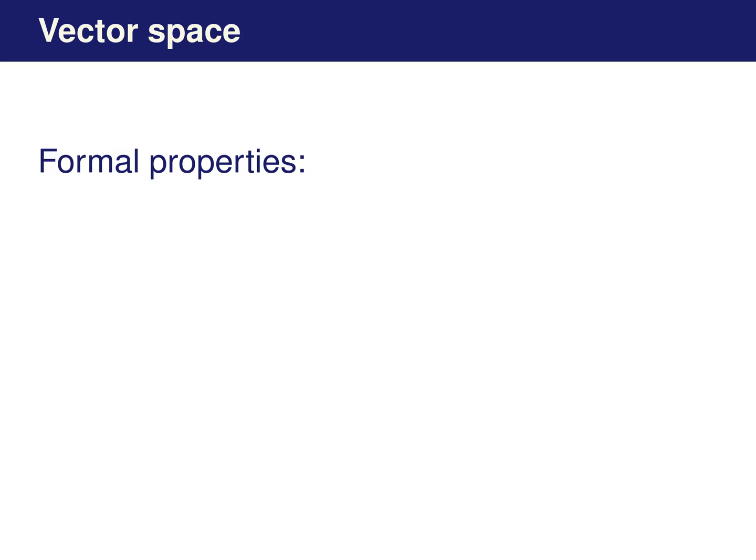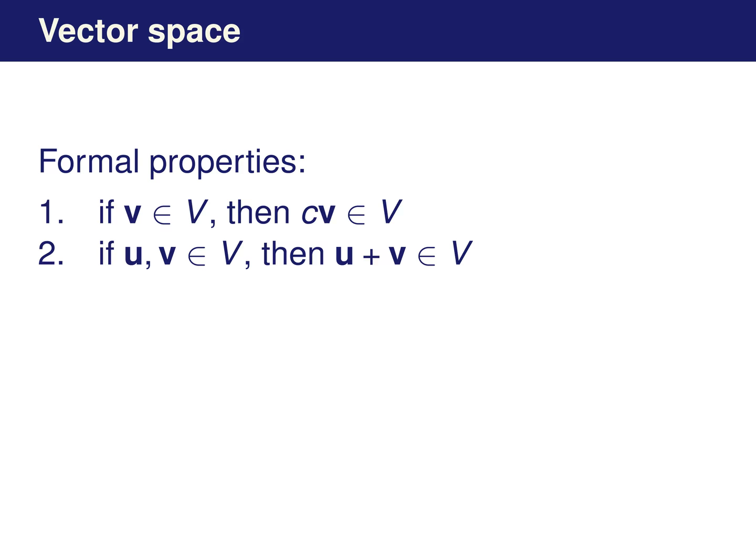Formally, we can define a vector space V as the set of all vectors possessing two properties. If a vector is in V, then any scalar multiple of that vector is in V, and if any two vectors are in V, then the sum of the two vectors is in V. If both properties hold, we say that V is closed under addition and scalar multiplication.